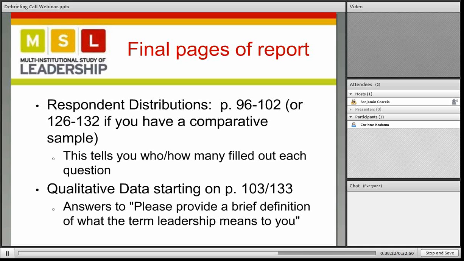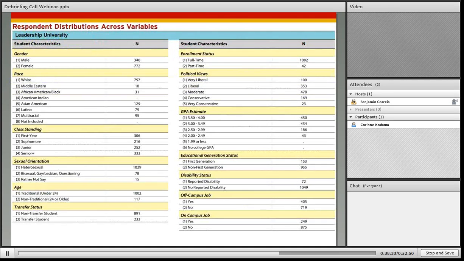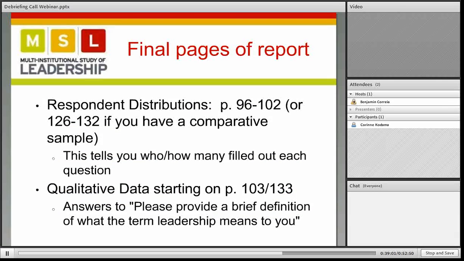And then the final pages of the reports, depending on if you have a comparative sample or not, will tell you who and how many people filled out each question. So if you look at this, you can see male, that's 346 students, female, that's 772 students. That's going to affect your results quite a bit. If you have twice as many females as males, given the research has shown that females score differently on some of these items, this can help give you additional information on how to interpret the findings that you see in your report. And this is near the end of the report.